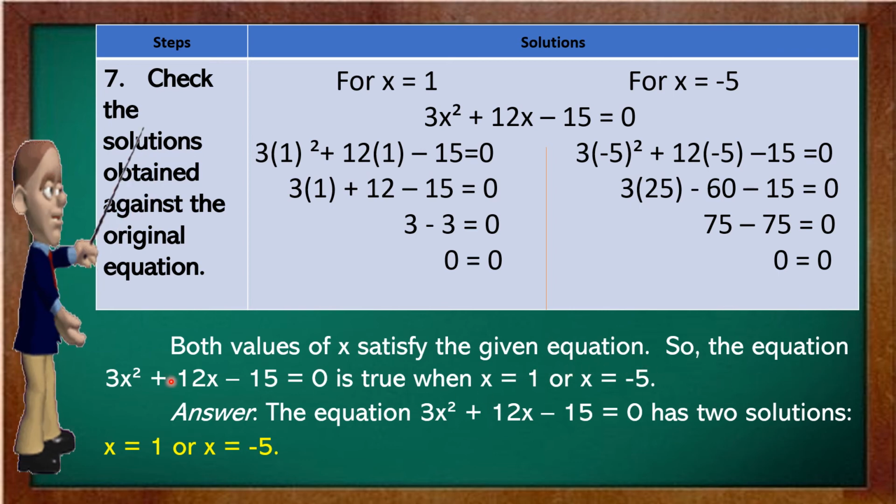So the equation 3x squared plus 12x minus 15 equals 0 is true when x equals 1 or x equals negative 5. Our answer now, the equation 3x squared plus 12x minus 15 equals 0 has two solutions, x equals 1 or x equals negative 5. So class, that is our first example.